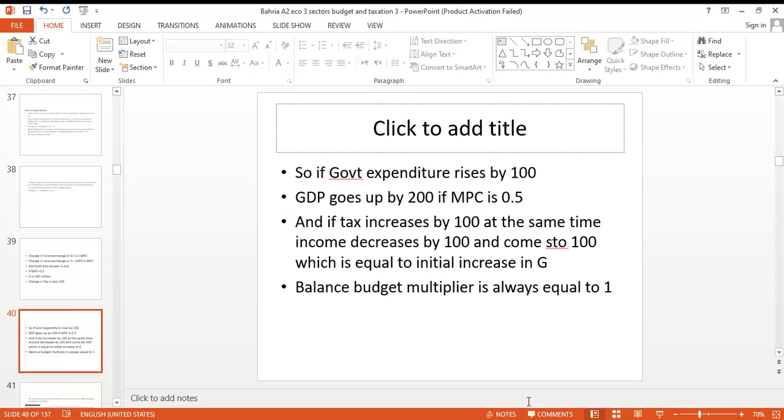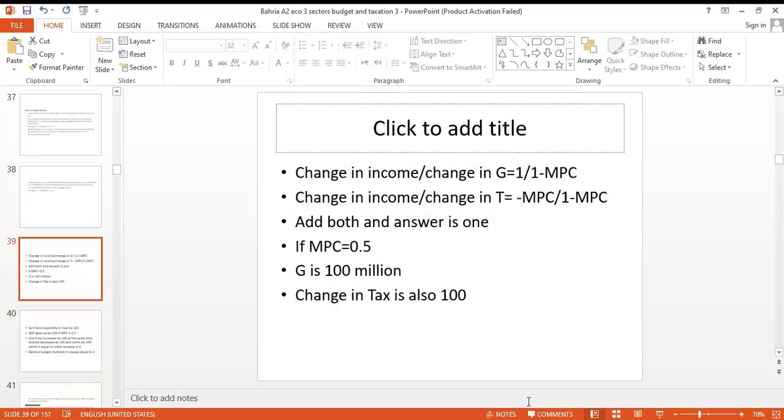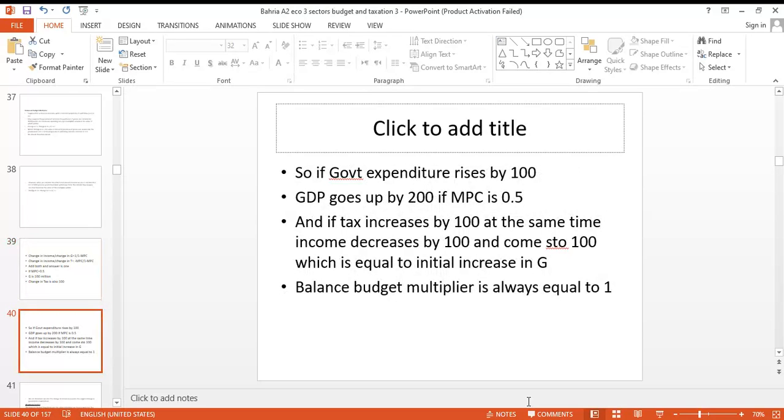Okay, so what is your tax going to go up by? Your tax goes up by 100 only, because when you work out minus 0.5 divided by 1 minus 0.5, your answer is going to be the same, 100. Okay, so income, your GDP goes up by 200, tax is 100 minus the tax from the income. Okay, and what is the money which actually goes into the system? 100.